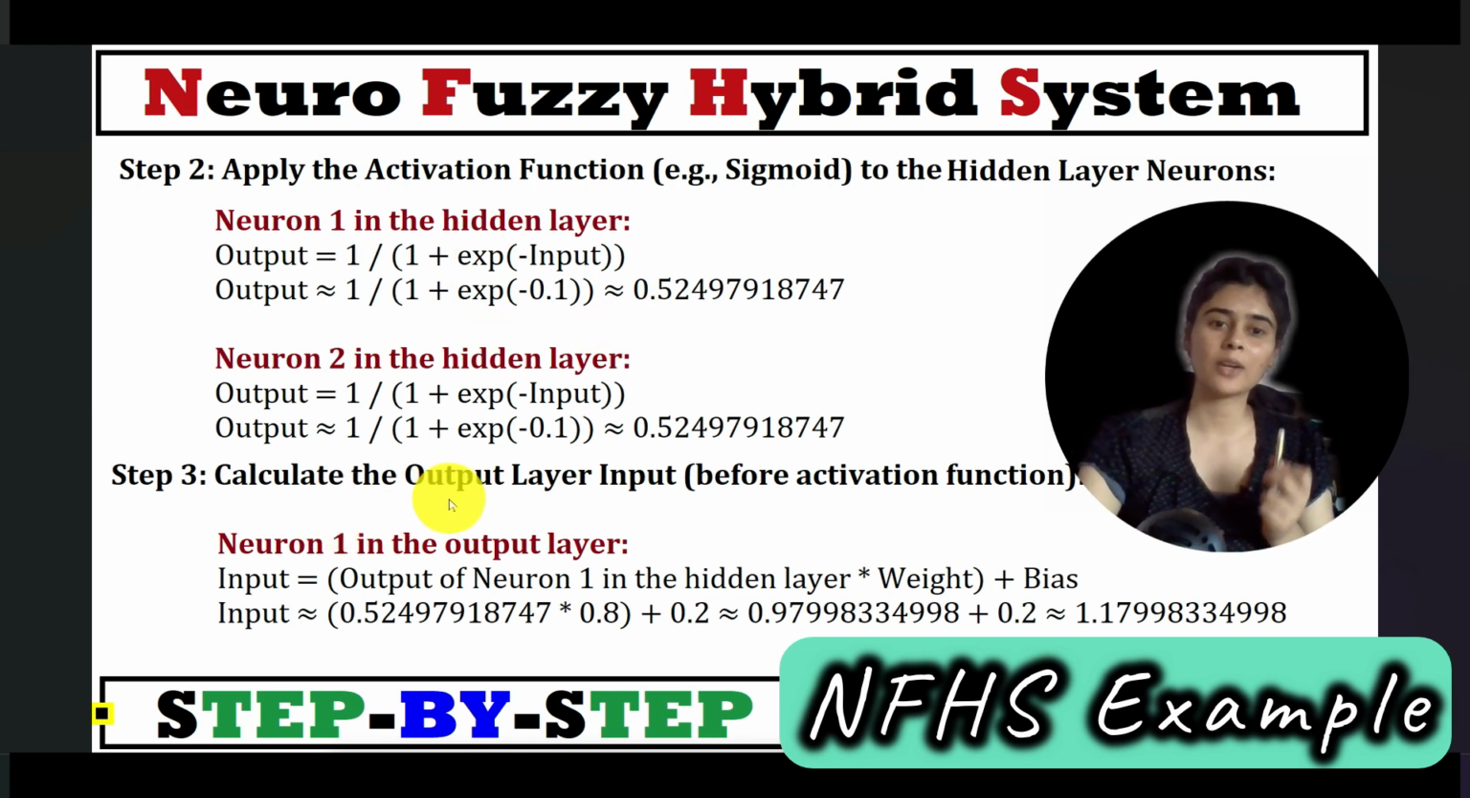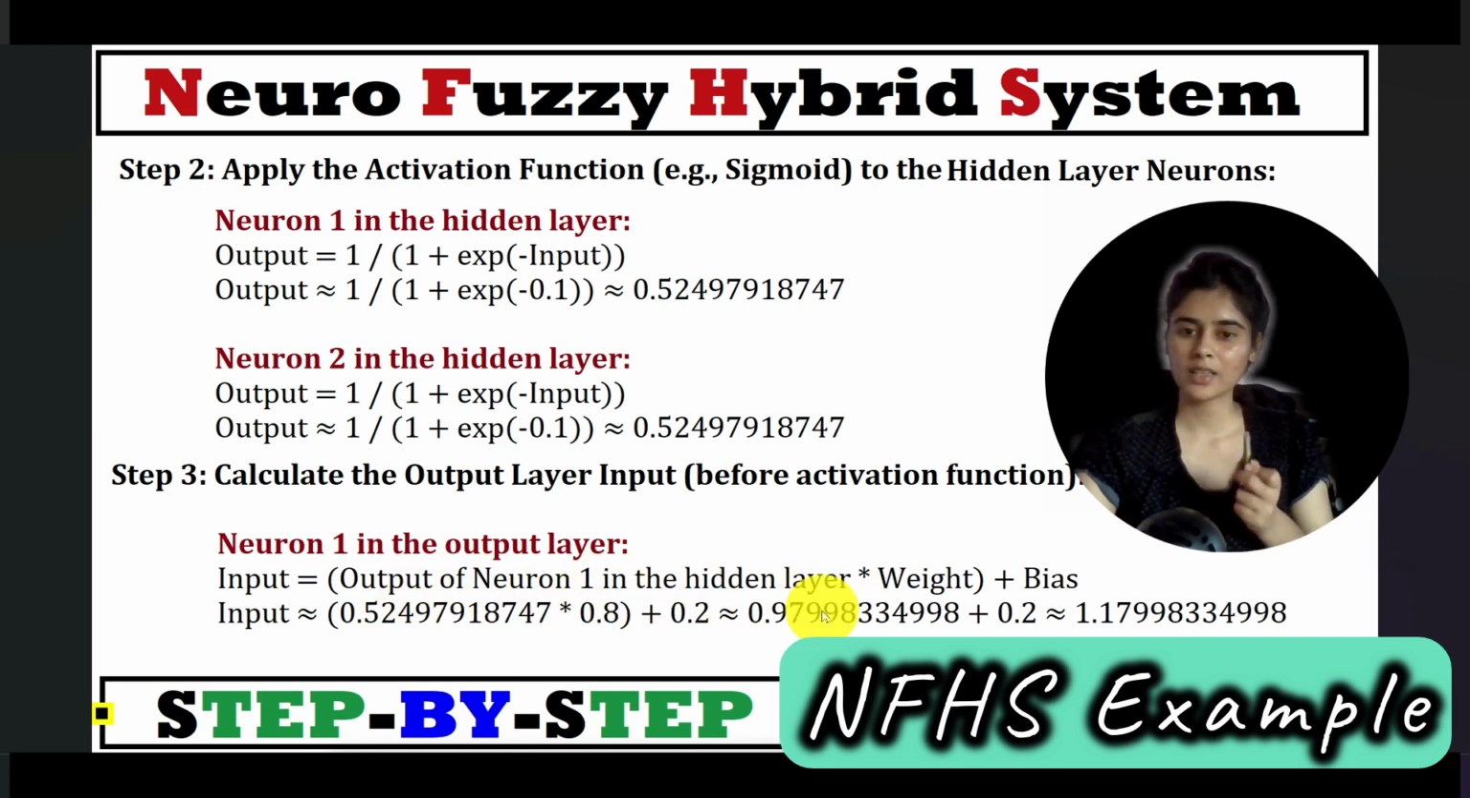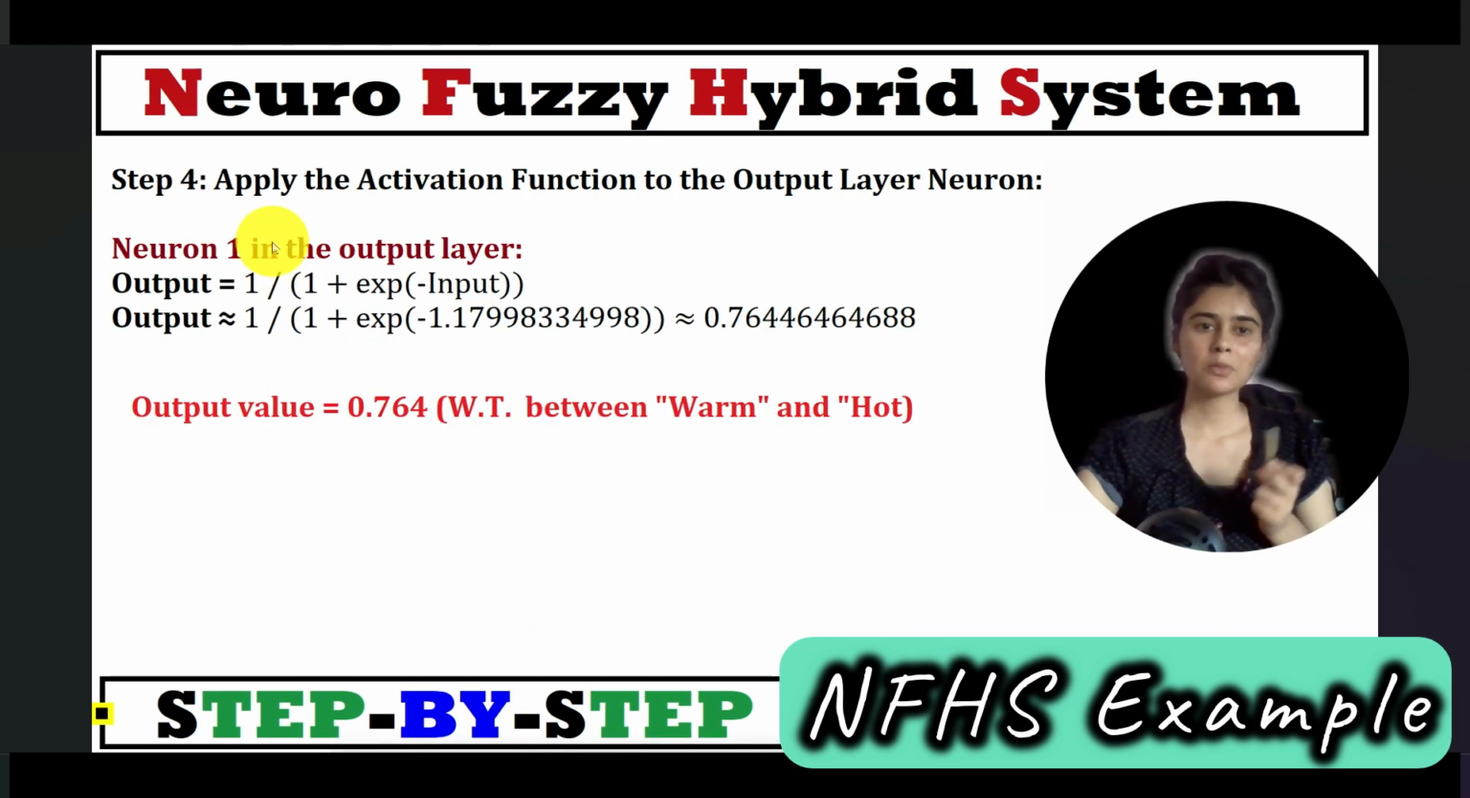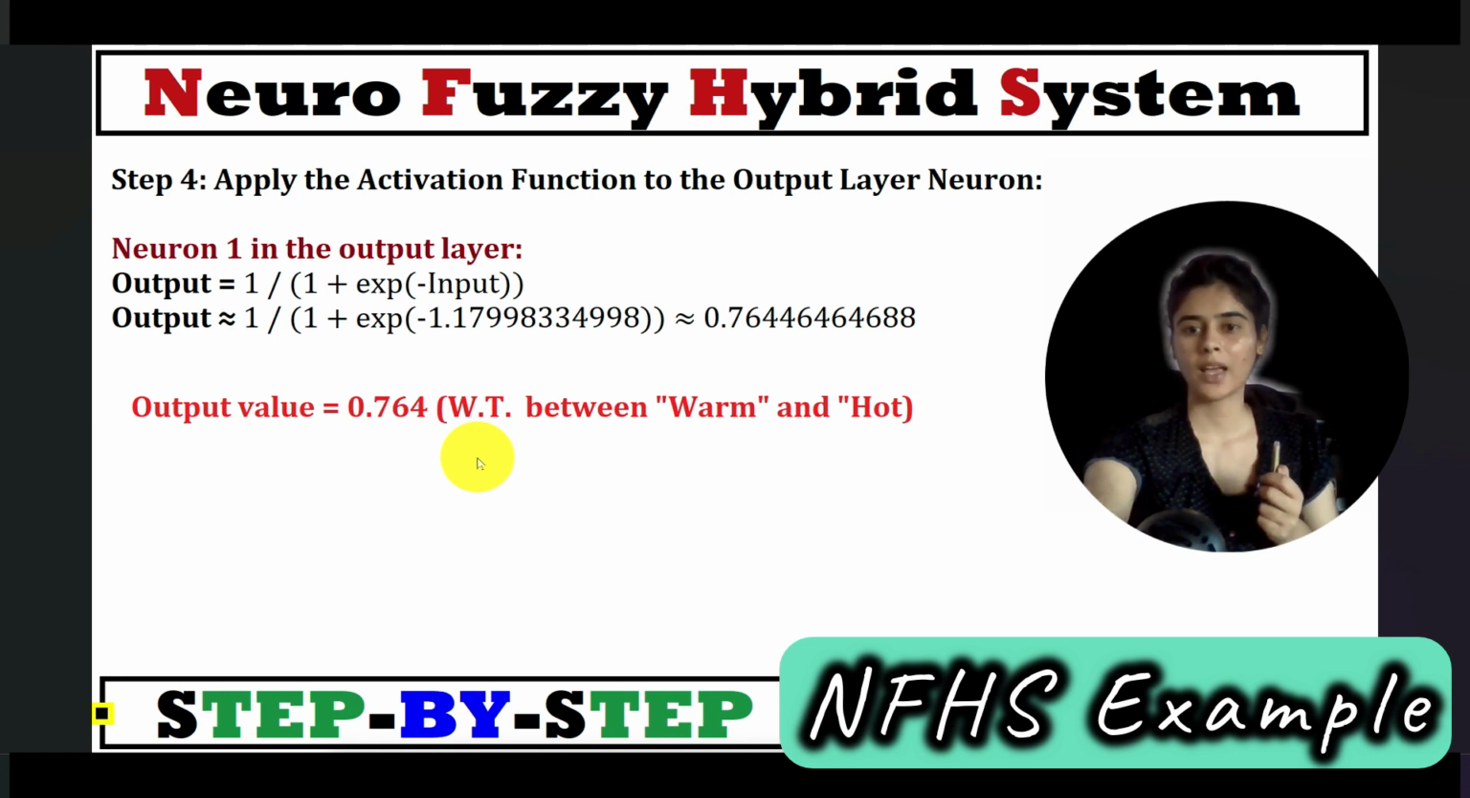Last, we calculate the output layer input, that is, before the activation function. For the output layer, you can see the output of neuron 1 in the hidden layer times its weight plus bias. So enter the values here. Finally, we apply the activation function to the output layer neuron. There is one neuron in the output layer, used to produce the final output. So put in the values and we got the output value 0.764, which represents that the water temperature is between warm and hot.